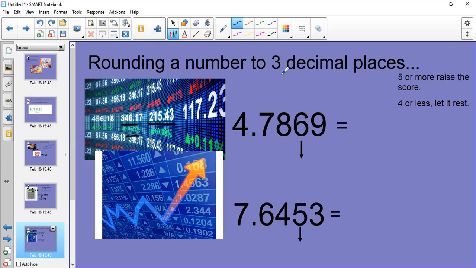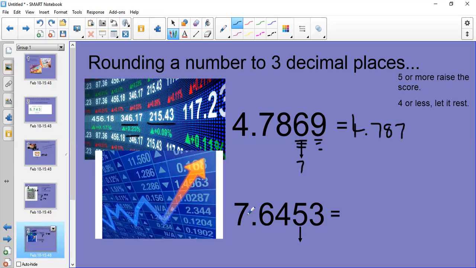So 4.7869. We want to round this to 3 decimal places. So we need to look at our third number, which is 6 in this sum here. And we then need to look at the neighbour, which is 9. And we need to ask ourselves, is it 5 or more, or is it 4 or less? Well, it's 5 or more, so this number 6 needs to change by 1. So it needs to change to 7. So 4.7869 rounded to 3 decimal places becomes 4.787, because obviously our 9 is 5 or more, so this needs to change to 7. So we've got 3 decimal places.